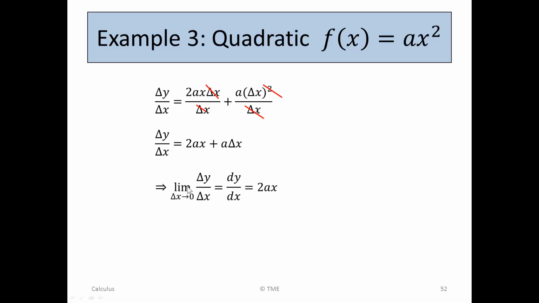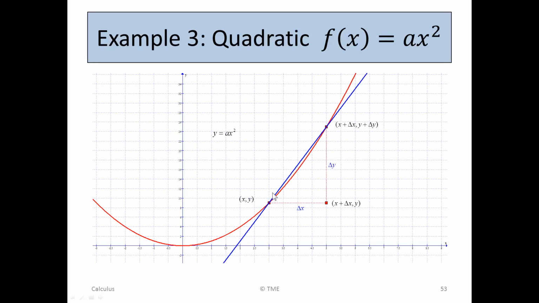And as delta x gets very small, the limit of that as it goes towards 0, delta y over delta x is called dy dx. And this being so small becomes 0 in effect when multiplied by a. It's still virtually 0, so we say the limit, dy dx, is 2ax.